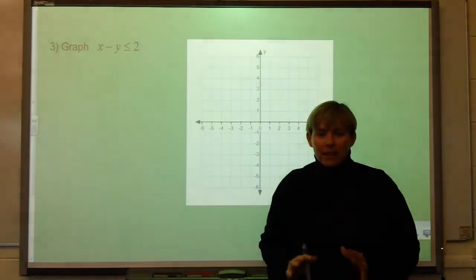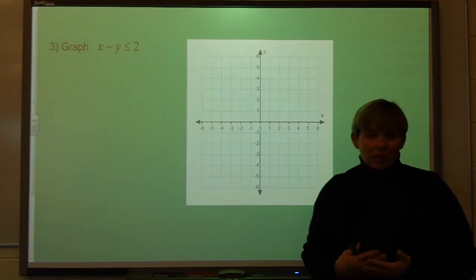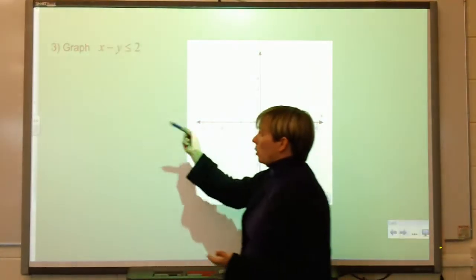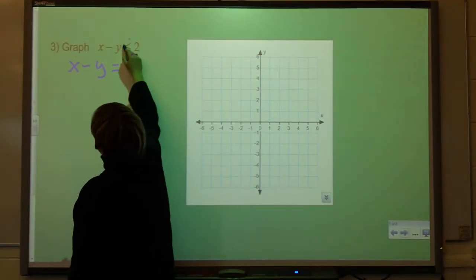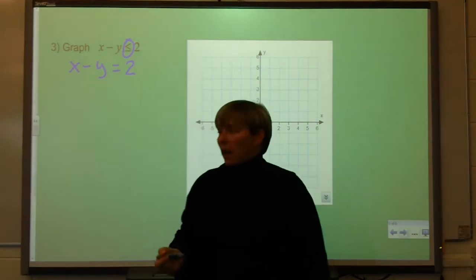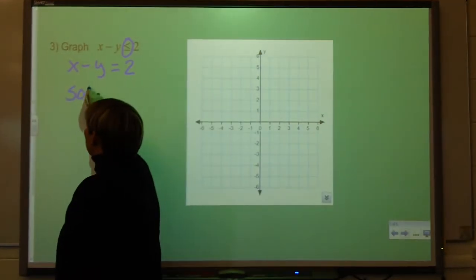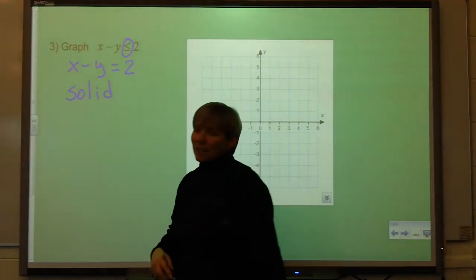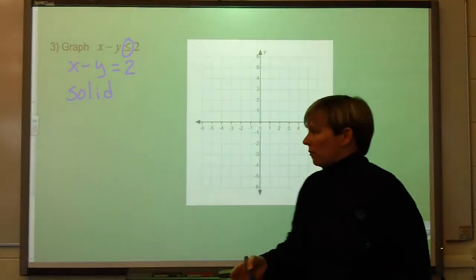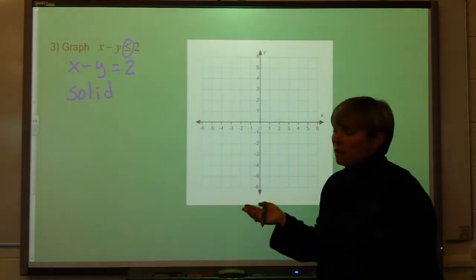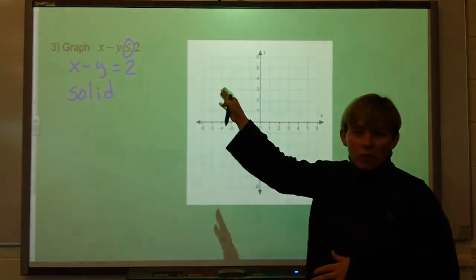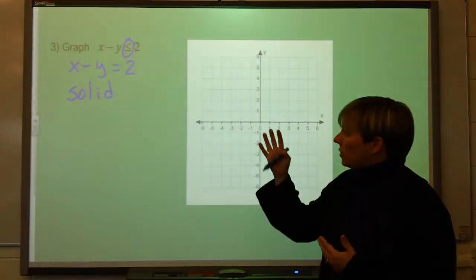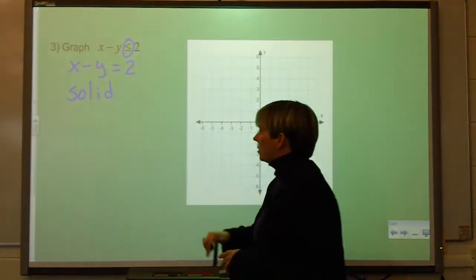This one we have our x and y, and again, we still graph this as if it were an equation. So I'm graphing the actual equation, x minus y equals 2. I have a less than or equal to sign, so I know it's going to be a solid line. The next thing I have to decide is what's the best method for graphing this line. Because I have x and y on the same side and the constant on the other, that's my standard form. I'm thinking it'd be quickest to use x and y intercepts.